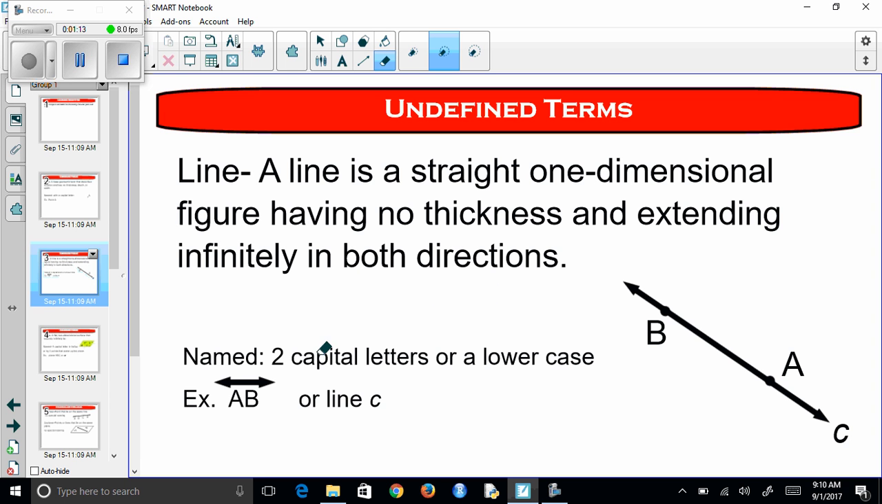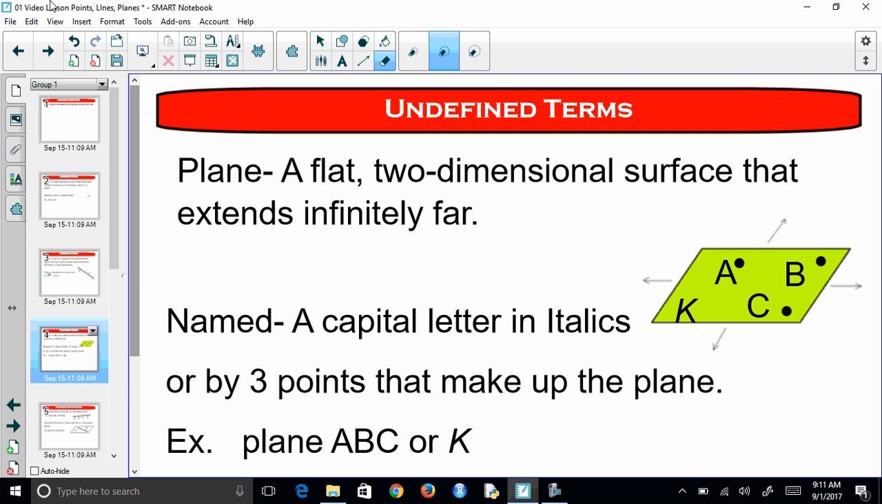Now, a line is denoted by two capital letters, which happen to be 2 points on that line. Or sometimes it's line C, a lowercase letter that is usually in italics, and that will be the whole line. So there's 2 ways we can represent a line. Now a plane is a little bit trickier. It's a flat two-dimensional surface that extends infinitely far. But again, in this case, it has no thickness. So it's just like a sheet of paper that extends forever.